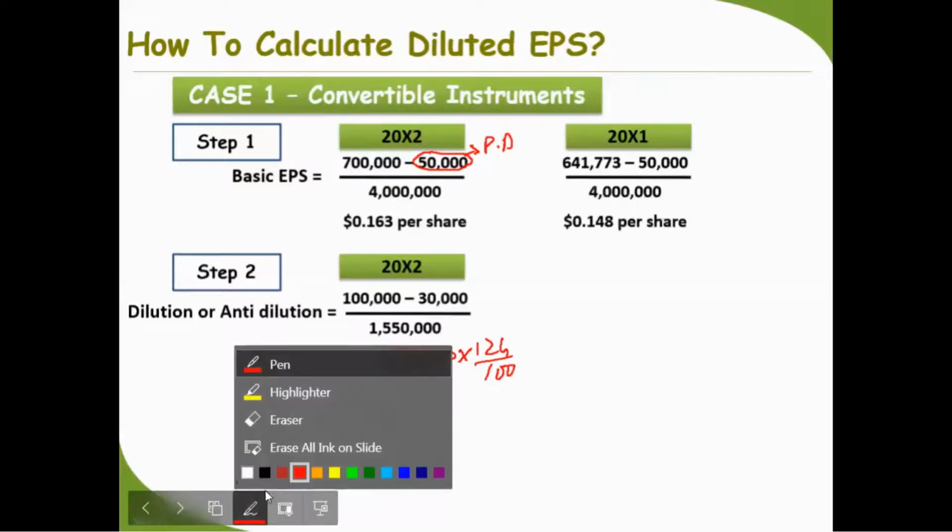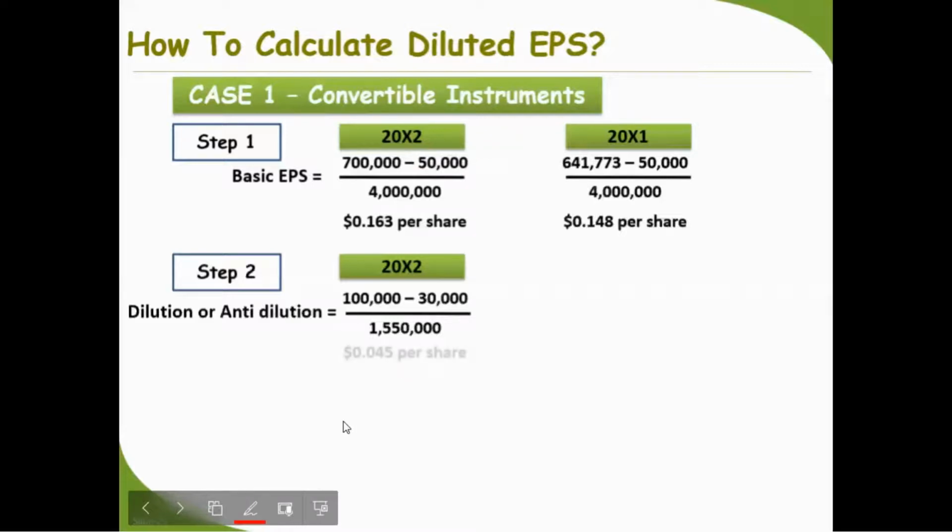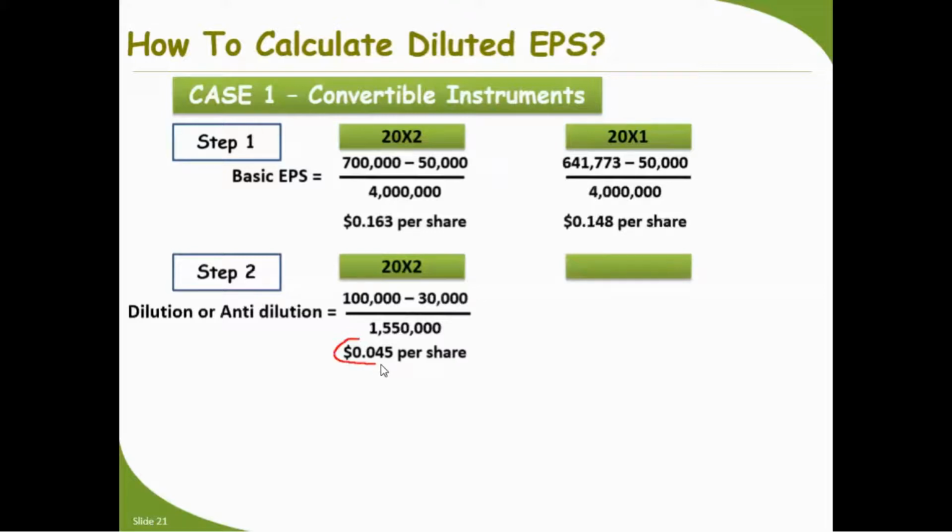Now, what is the result? Our EPS is 0.045 for current year. If this EPS is less than your basic EPS, then there is dilution. So this is 0.045, this is 0.163, this is less. So there is dilution. It means we are supposed to calculate the diluted EPS. Again for preceding year, same.